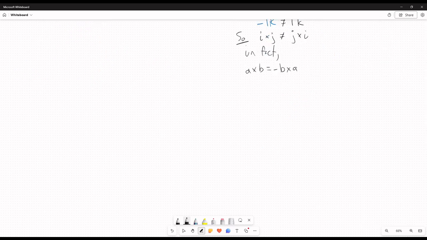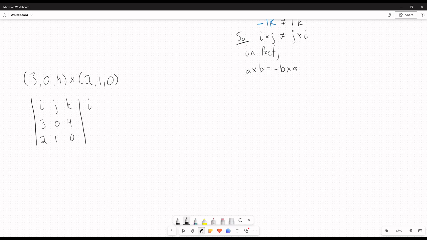How about 3, 0, 4 cross 2, 1, 0. So we'll draw our 3 by 3 matrix. This time we'll have actually interesting numbers. So we'll have 3, 0, 4, and 2, 1, 0. Remember, we'll repeat the first two columns.